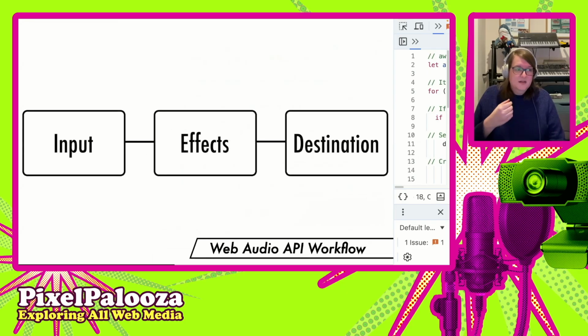So now that we know how to tell the computer to make a noise, we need to figure out how to make the computer make a noise that we want to hear. And this is what the Web Audio API is for. The workflow for the Web Audio API works by connecting nodes together. And you're going to see me write a lot of code, but this is what it boils down to.